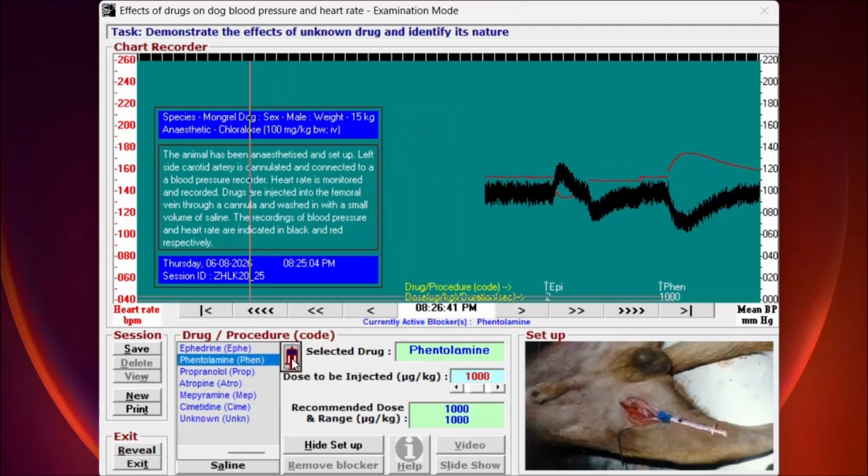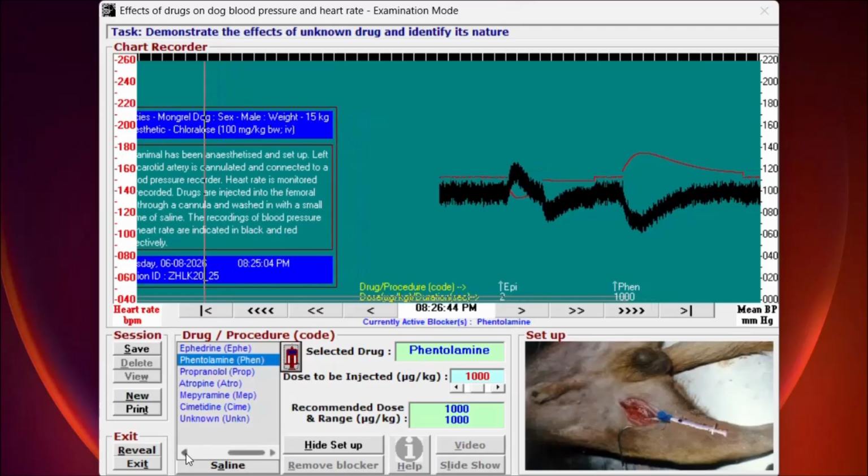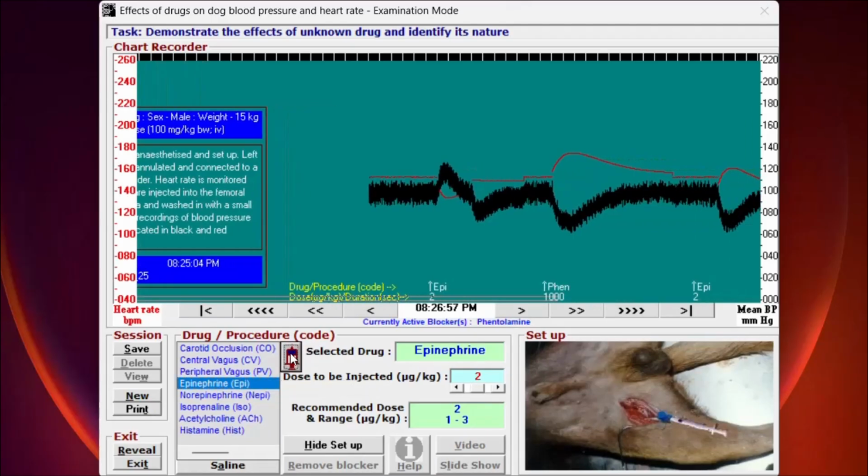Okay, now again we are going to give epinephrine. Now we are going to get only depressor response because alpha 1 receptors are blocked, but beta 2 receptors are still present and active. Okay, so next we are giving epinephrine.